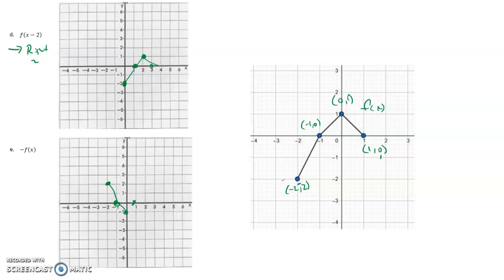And what do we have here? What happened here? It flipped this original graph over. So this is a reflection across. Which axis did it flip over? It flipped over the x-axis. So a negative on the outside will flip it over the x-axis.